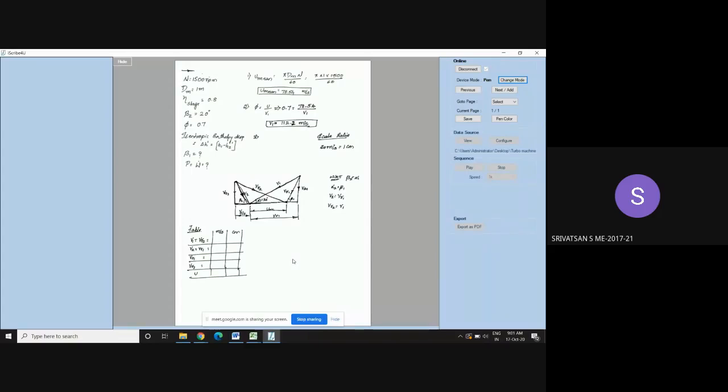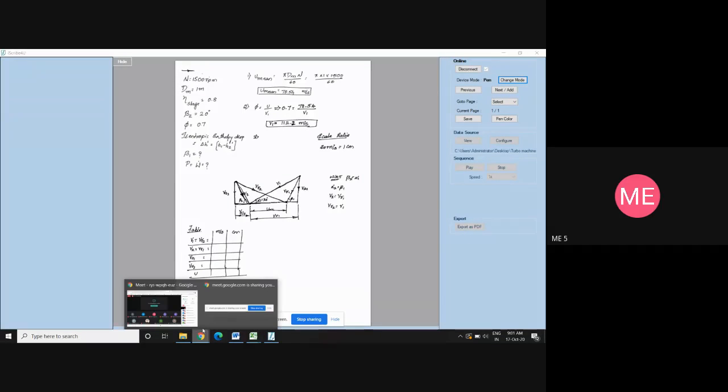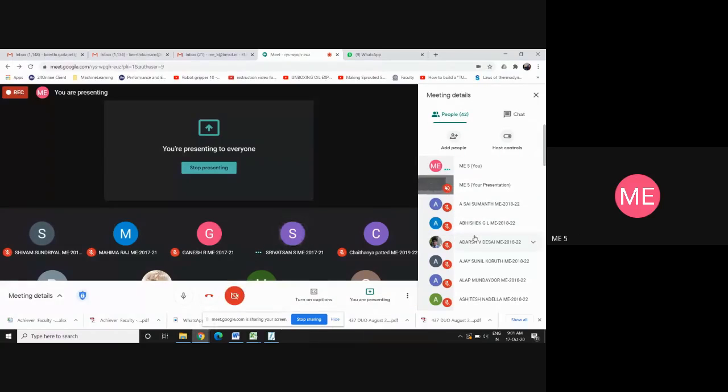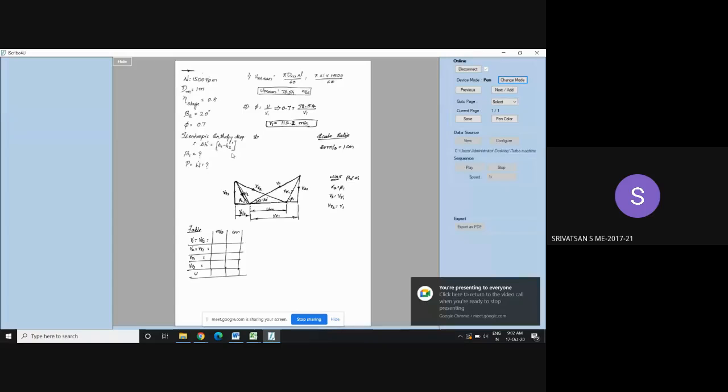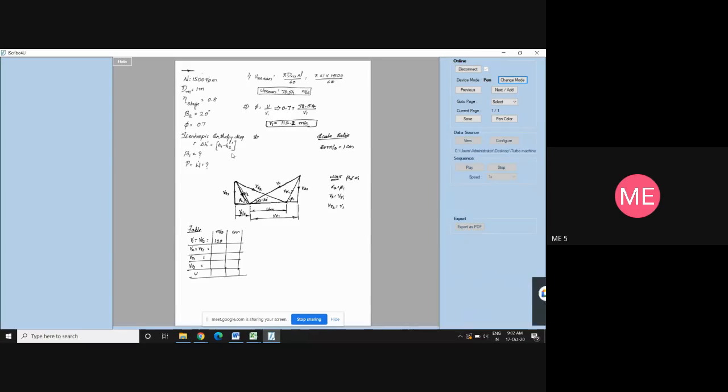So V1 is 120 meter per second. Who's telling that answer? Srivatsan. Okay, Srivatsan, V1 is how much? 120 meter per second. Next. So V1 is 5.6, sir. Okay.